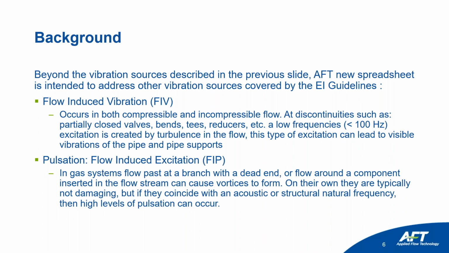FIV occurs in gas systems, and it happens when you have a branch connection or a flow around a component inserted in the flow stream. This causes vortices. Vortices have a specific vibration excitation, which on its own is not damaging, but if it coincides with the acoustical and structural natural frequency of your branch or your component inserted in the flow stream, then high pulsation can occur, and consequently the possibility of failure due to fatigue also increases.